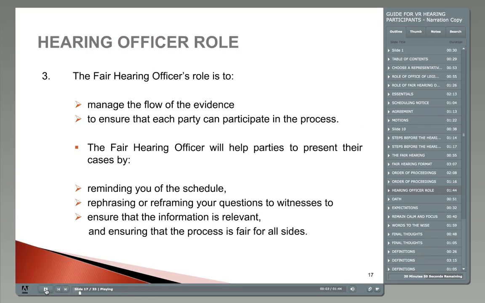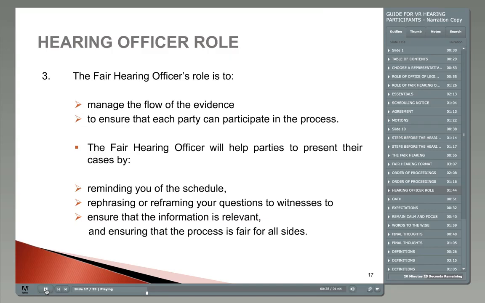So the fair hearing officer's role, during the hearings, is to manage the flow of evidence and ensure that each party can participate in the process. The fair hearing officer will help parties present their case by reminding you what the schedule is, in some cases helping you to rephrase or reframe your question, ensure the information is relevant, and ensure the process is fair for all sides.